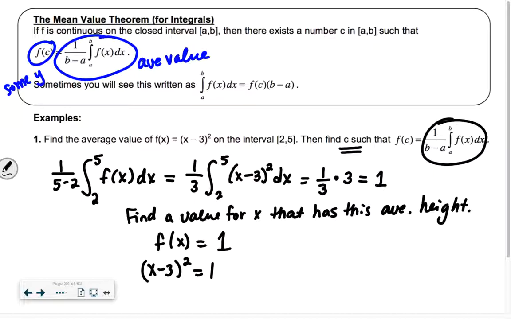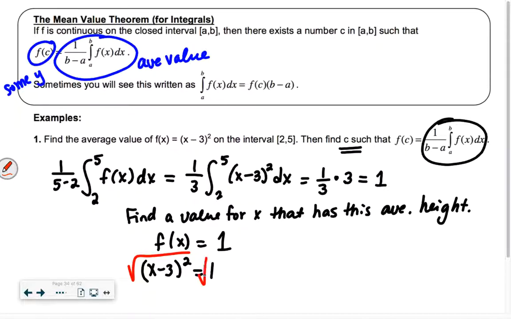I see a lot of you guys do things that take longer than they should on things like tests. There was an example like this on a test earlier in the year, and a lot of you FOILed it out, which is fine, you got there. But you don't have to FOIL things out and say, oh, x squared minus 6x plus 9 equals 1. Subtract the 1 over, factor, right? What can you do?